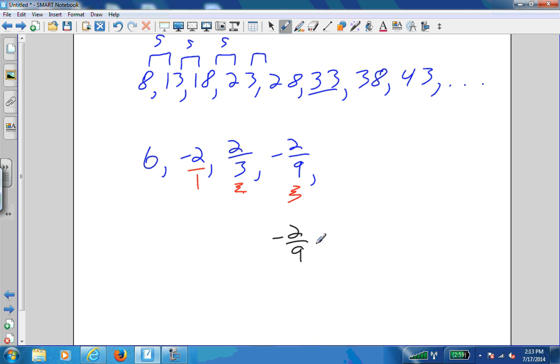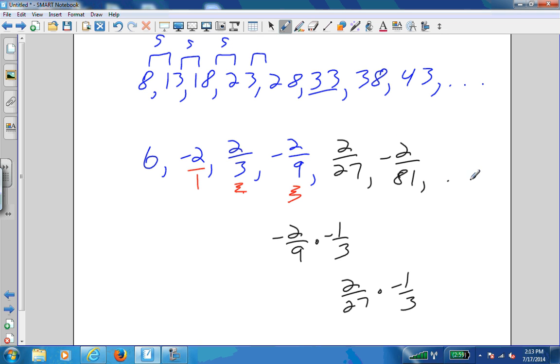So from here to get to the next one, multiply by negative 1/3. That'll give us a positive 2/27. To get to the next, multiply by negative 1/3. That'll be a negative 2/81. And you could continue that sequence as long as needed.